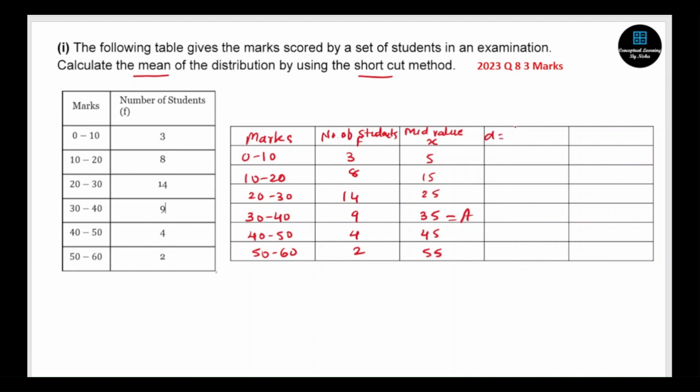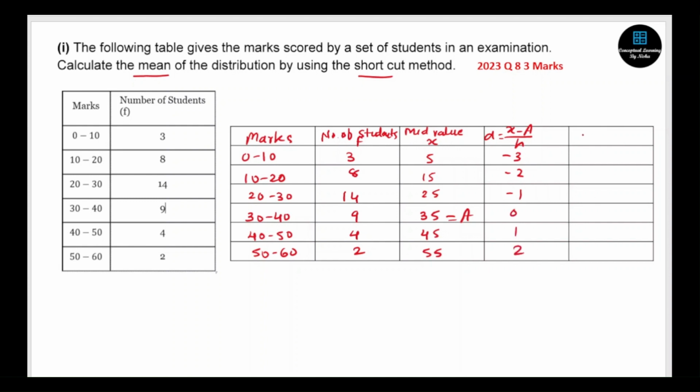D is nothing but (x minus A) upon h, where h is the height of the class. So here the A value is 35, and h, the class length, is 10. Using that, what do we get? We'll get minus 3, minus 2, minus 1, 0, 1 and 2.